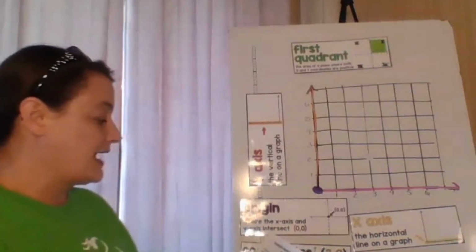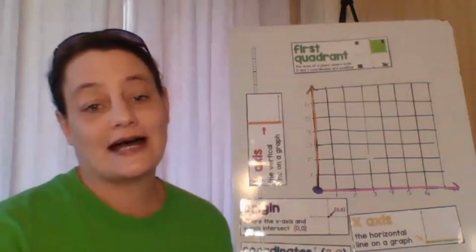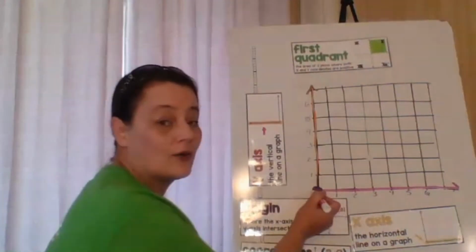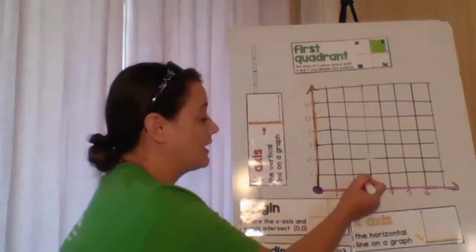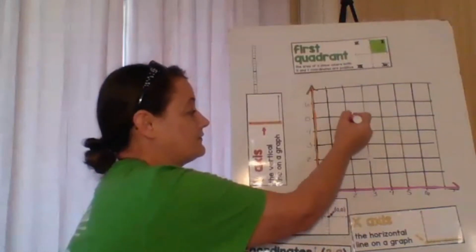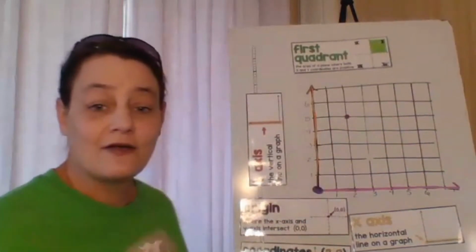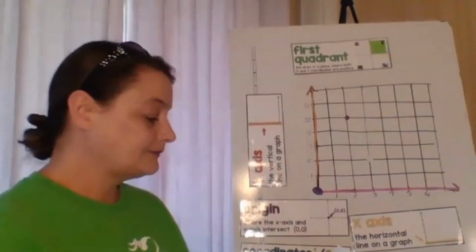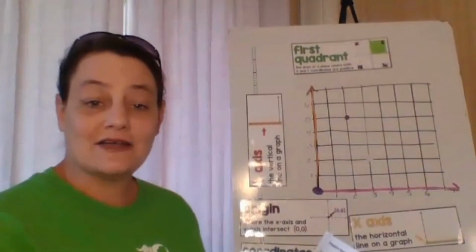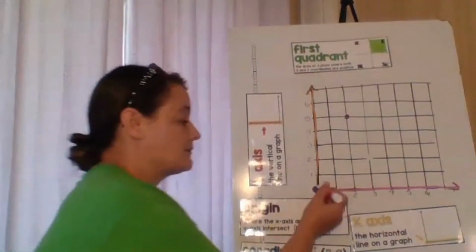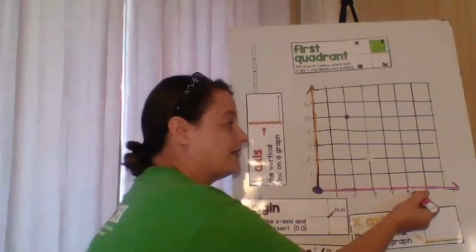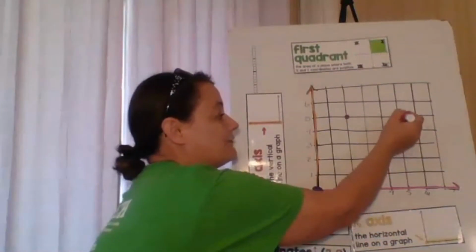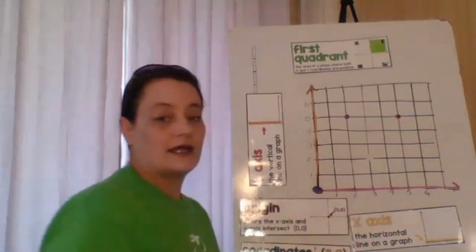The very first one I have is 2, 5. So I'm going to start at my origin. I'm going to go over 2, and I'm going to go up 5. 3, 4, 5, right there. That is my first coordinate. My next one is 5, 5. So I start at my origin. I go over 5. Then I go up 5. And I draw my point.